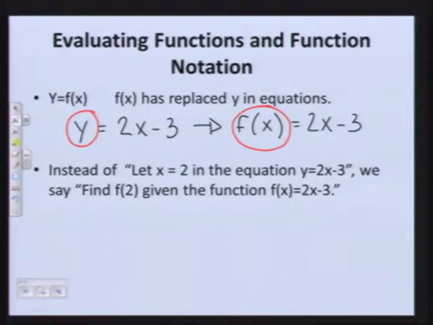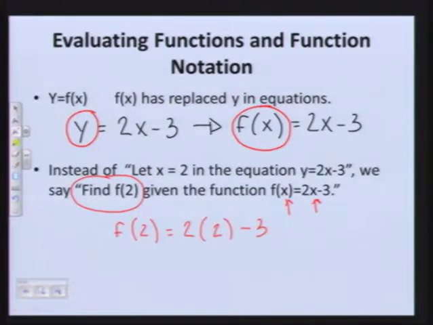Also, when we evaluate functions, instead of saying let x equals 2 in the equation, we're going to say find f of 2. So finding f of whatever the number is, that's what we're going to do. We want to make sure that whatever value gets put into that equation must also match over there. So what we would do is we would have f of 2 is equal to 2, and in place of the x in the parentheses, we would match it with the corresponding 2. You would then go through and solve 4 minus 3. So f of 2 is equal to 1. That's what we would have.